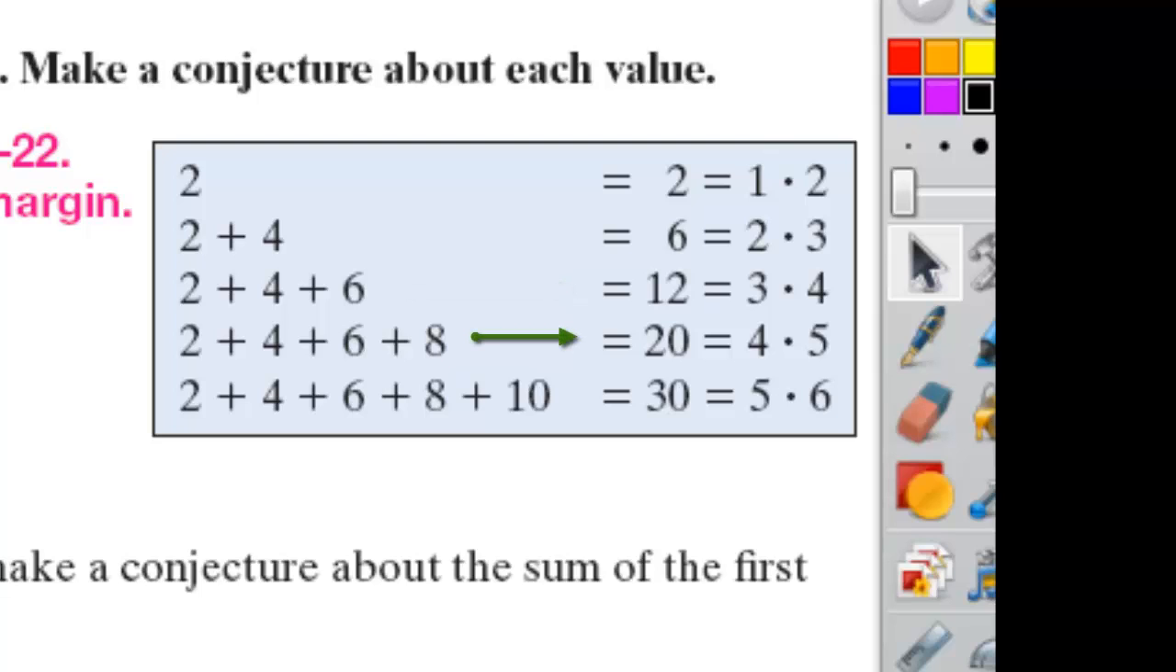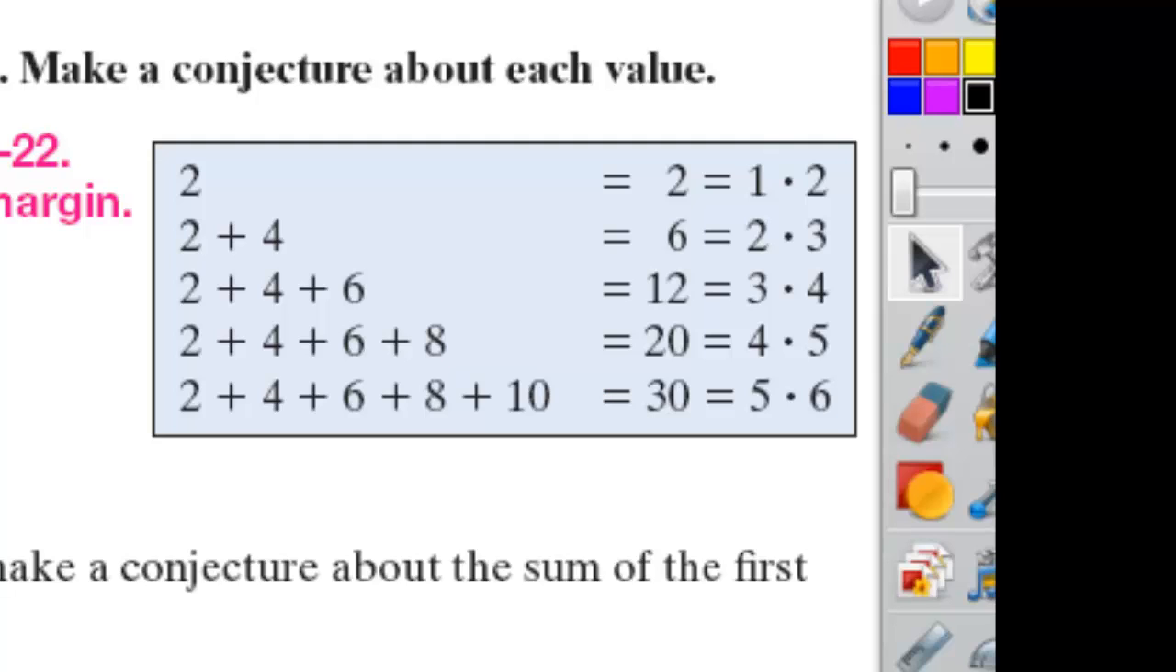Then if I took the first 4 even numbers, 1, 2, 3, 4, and added those together, I get 20. That's 4 times 5, I get 20 as well. If I do the first 5 even numbers, 2, 4, 6, 8, 10, and add those together, I get 30. 30 I can also get by doing 5 times 6.